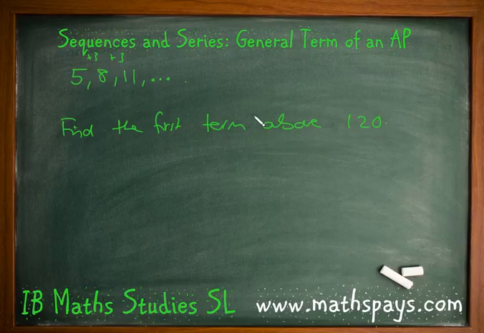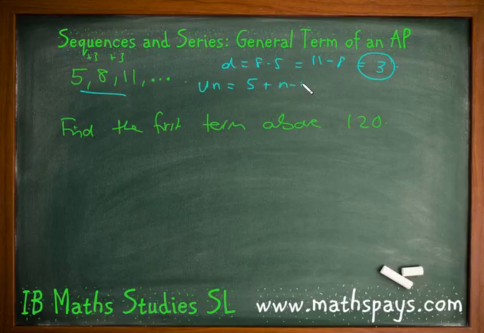So this question, what we're looking at, the first thing I see it's an AP, right? We know it's an AP because the D equals 8 take away 5, which is equal to 11 take away 8, which is equal to 3. I also know that if I want to find UN, the first term is 5 plus n minus 1 times 3. We get that as well. But this bit is saying, well, when is UN greater than 120? When is it bigger than 120?